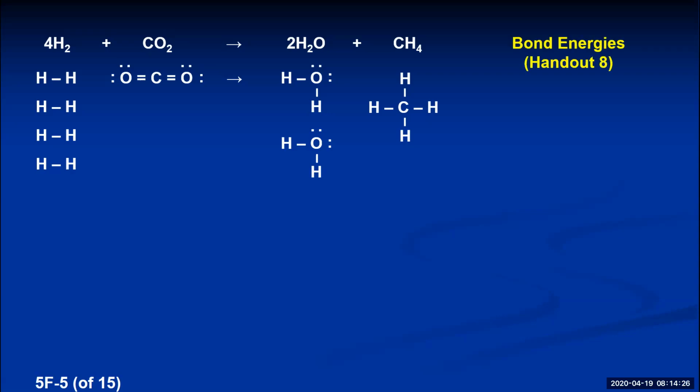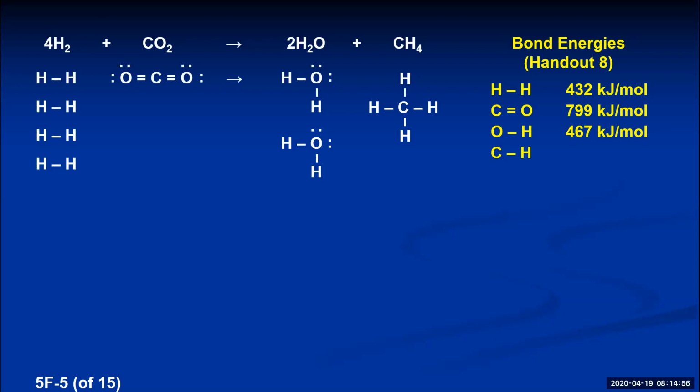Those are found on handout 8. And if you go to handout 8, you will find a list of the bond energies for many different bonds. It includes the energy for a hydrogen-hydrogen single bond, which turns out to be 432 kilojoules per mole. They'll give you the energy for a carbon-oxygen double bond, which is 799 kilojoules per mole, the energy for an oxygen-hydrogen single bond, which is 467 kilojoules per mole, and the carbon-hydrogen single bond, which is 413 kilojoules per mole.